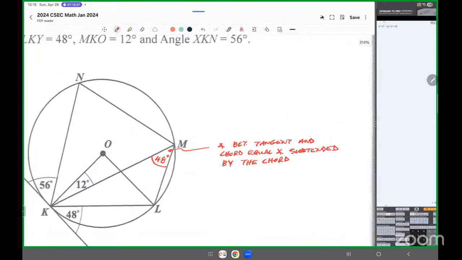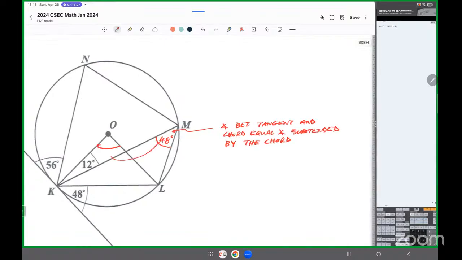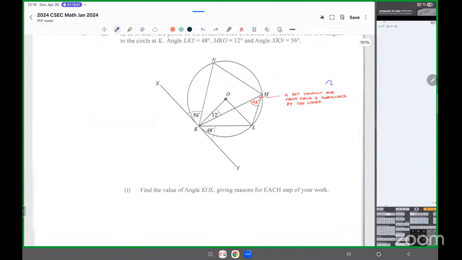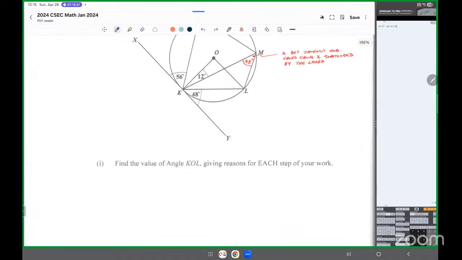So I'm leaving that. Then I'm going to tell you that this angle is twice that one, and the angle at center is twice the angle at circumference. So I'm leaving this on my diagram as a part of my answer. So the angle that we want down here now, angle KOL, is 2 times the 48 degrees that I put on the paper. Which is how much is that?